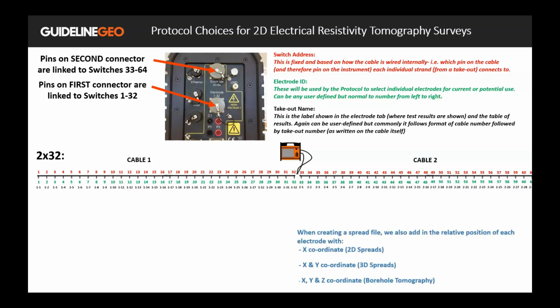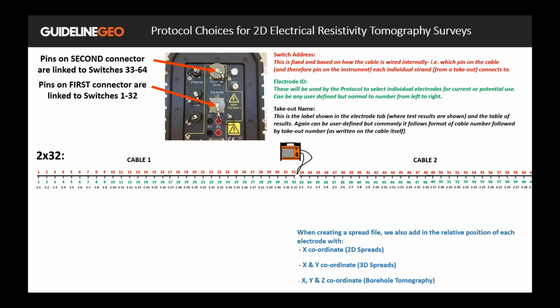When creating a spread file, we also add in the relative position of each electrode, with the X coordinate for 2D spreads, the X and Y coordinates in 3D spreads, and if working with borehole tomography, then that might also read in X, Y, and Z coordinates. We're just looking at 2D spreads today, so we only need to define the X location.